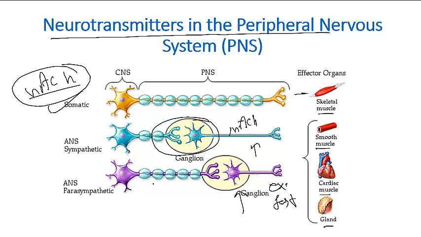Both acetylcholine and norepinephrine act indirectly on the effector organs of the autonomic nervous system. Their action is slow, sometimes excitatory, sometimes inhibitory, but it completely depends on which receptor is found on the surface of the effector organs like skeletal muscle, smooth muscle, cardiac muscle or gland. So they can either inhibit or excite depending upon which receptor is provided on the surface, and especially which receptor is provided in the postsynaptic neurons.